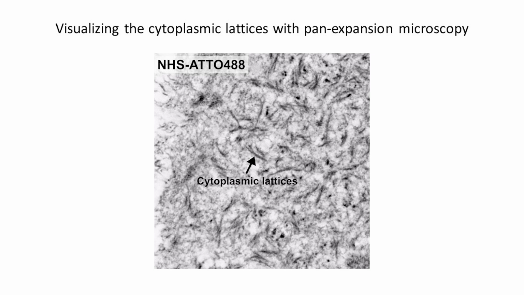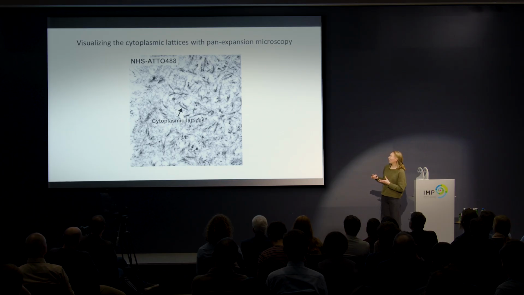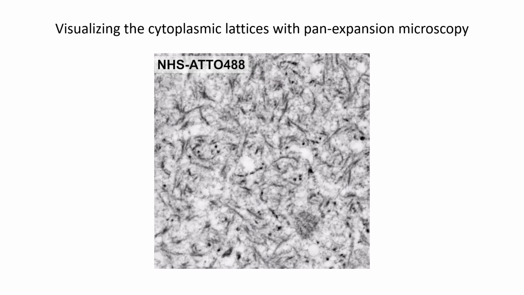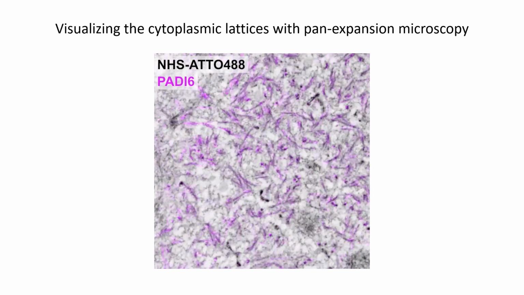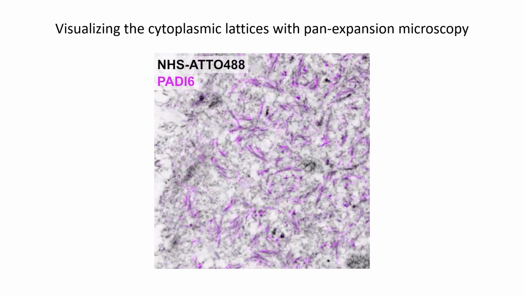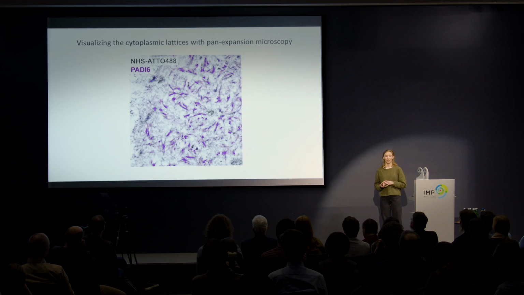Importantly, this allowed us to visualize the cytoplasmic lattices within the oocyte using normal conventional confocal microscopy. The cool thing about expansion microscopy and pan-expansion microscopy is that not only does it give you a holistic view of the whole cell cytoplasm, you can also combine it with antibody labeling. If we go through this z-stack of a mouse oocyte and overlay it with the signal of PADI6, for instance, we see perfect colocalization between the two structures, indicating that the cytoplasmic lattices are in fact made up of PADI6 and also the SCMC proteins.